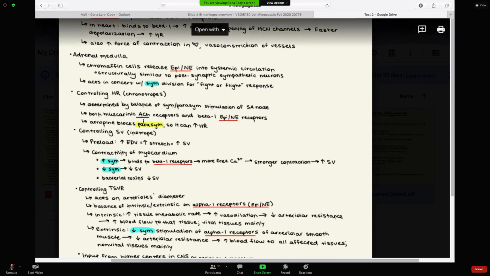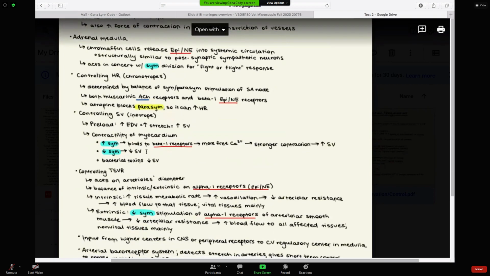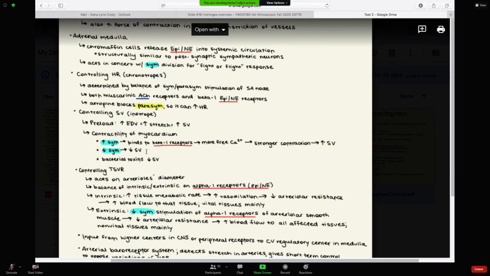So yeah, that's controlling heart rate. So now to control stroke volume. Remember we said that stroke volume is how much I'm actually getting out per contraction, right? So I can control that in two ways. Number one is my preload or my end diastolic volume.